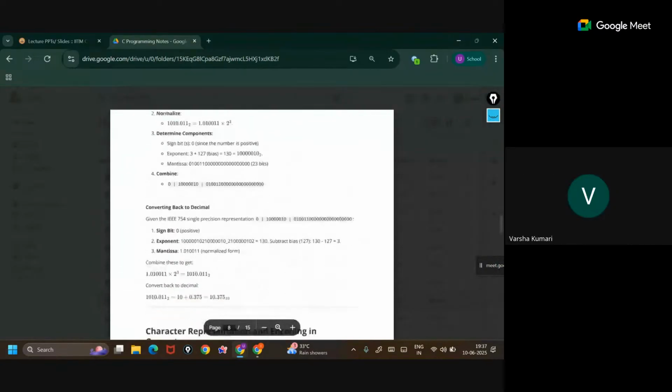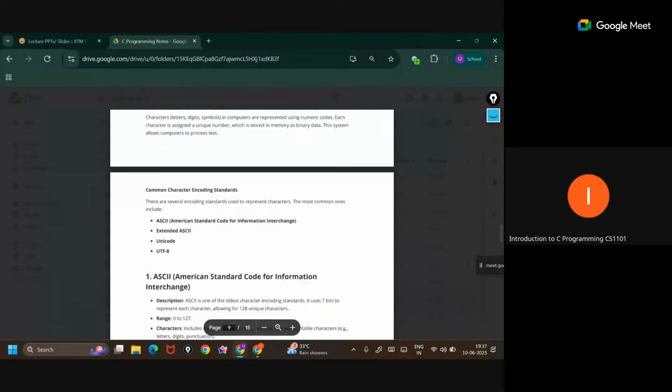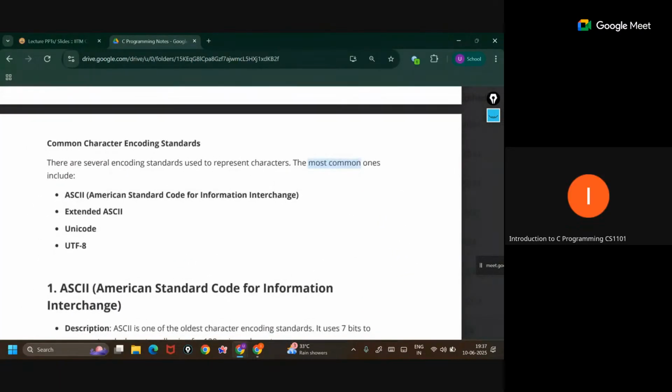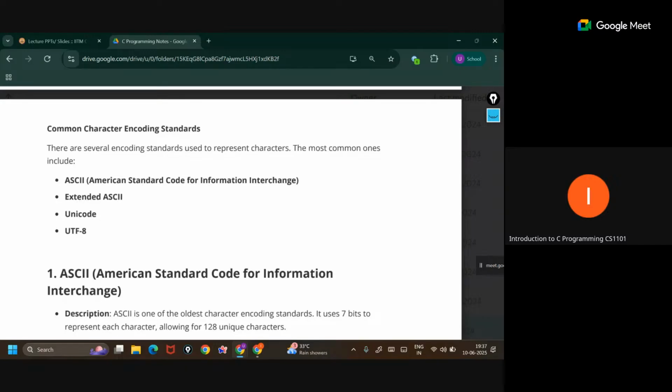Next is ASCII values. ASCII value in the sense of, let's say we are having characters as A, B, C, D. But will the computer be able to understand what is A, what is B?